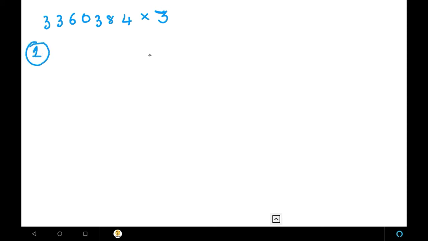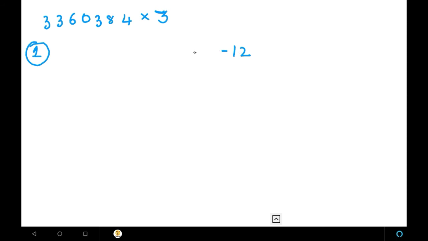Step 1. Multiply this 3 with all 7 digits individually and place a dash between 2 numbers. That means multiplication digits like this. So let us start multiplying. That is 3 fours, 12. Place a dash before 12 for making our next step easy.